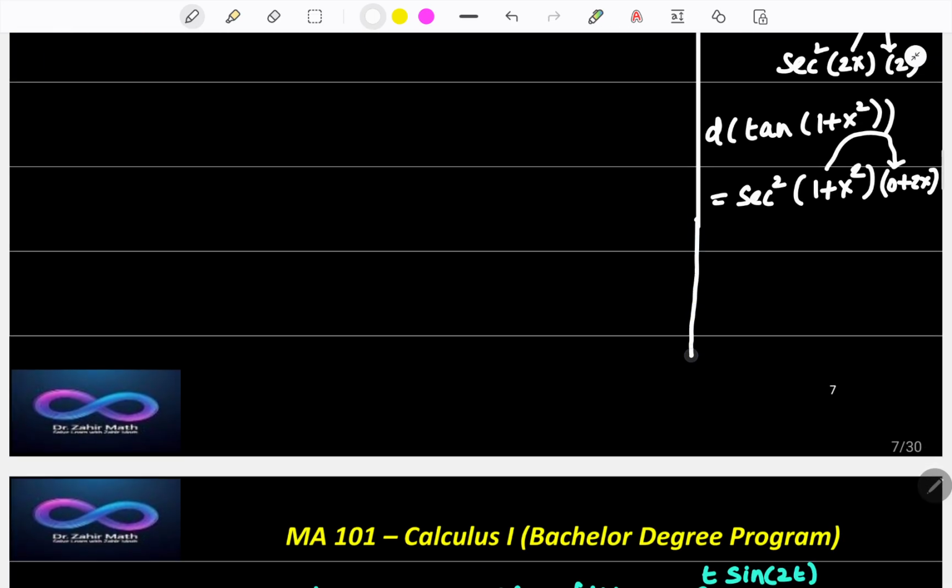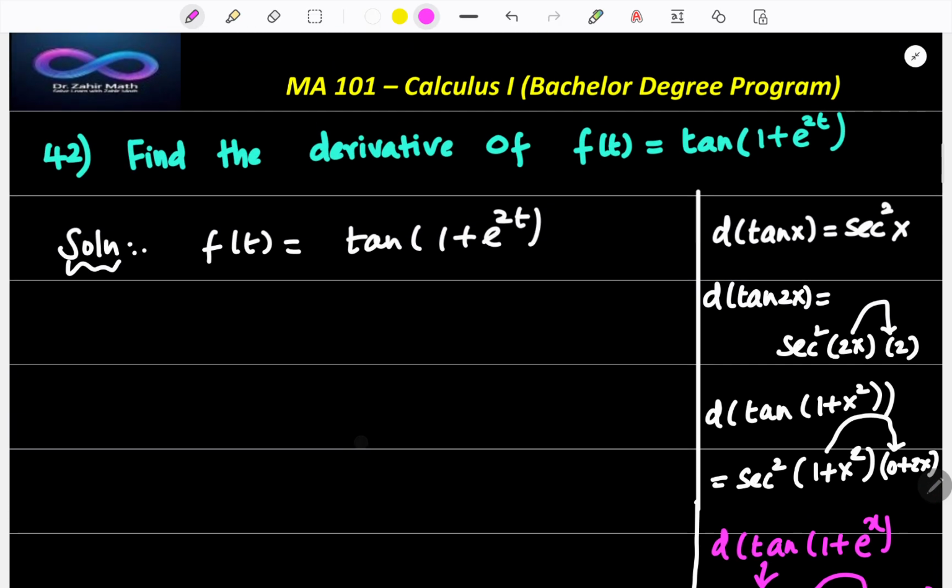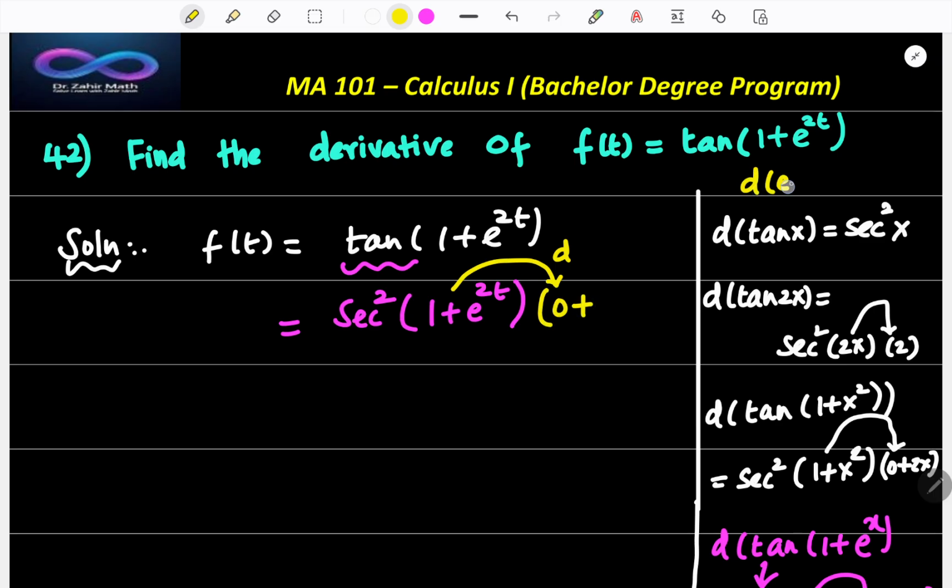So let me give one more example. What is the derivative of tan of 1 plus something like e power x? So tan derivative is secant square, first you write. After that, derivative of this one. One derivative is 0. E power x derivative is e power x. So this is called chain rule. You already studied. Let us go here. What is the derivative of tan? Tan is secant square 1 plus e power 2t. After that, 1 plus e power 2t, you have to take derivative. So what is the derivative of 1? 0. What is the derivative of e power 2t? E power 2t, derivative of 2t is what?